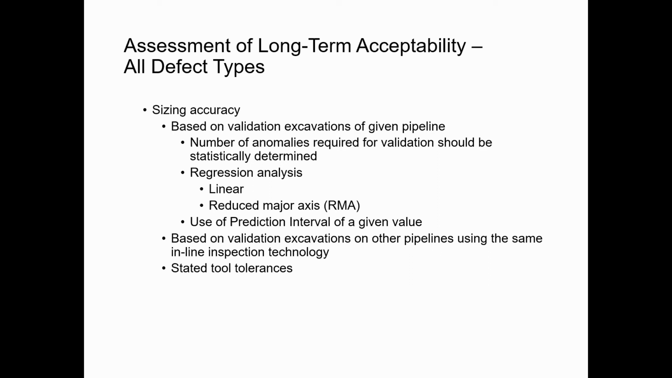So if you don't have enough field data, then you use the stated tool tolerances, and you can do sensitivity assessments in your remaining life calculations where you use 1 tool tolerance, 2 tool tolerances, 3 tool tolerances, and just understand the impact that has on your remaining life calculations. If you don't have any excavation data for the given pipeline, but you've run the same technology in one of your other lines recently, and you have validation data for that, you could use that as a basis for determining what the sizing accuracy might be of your given tool line.